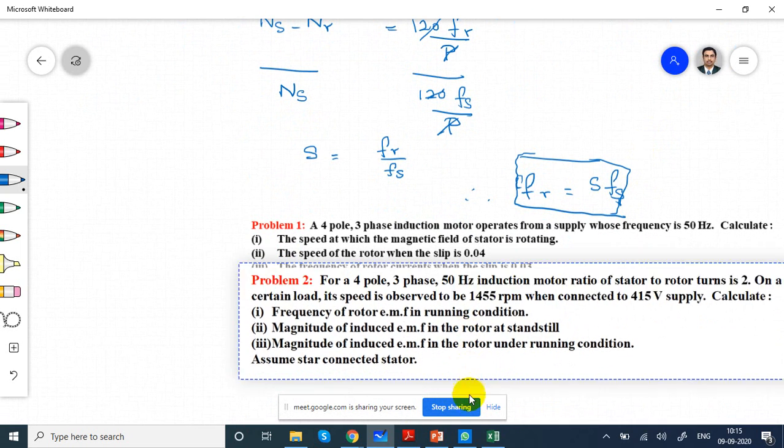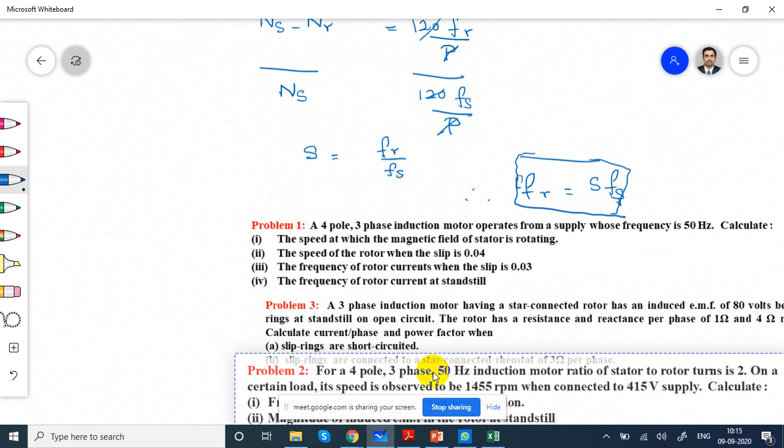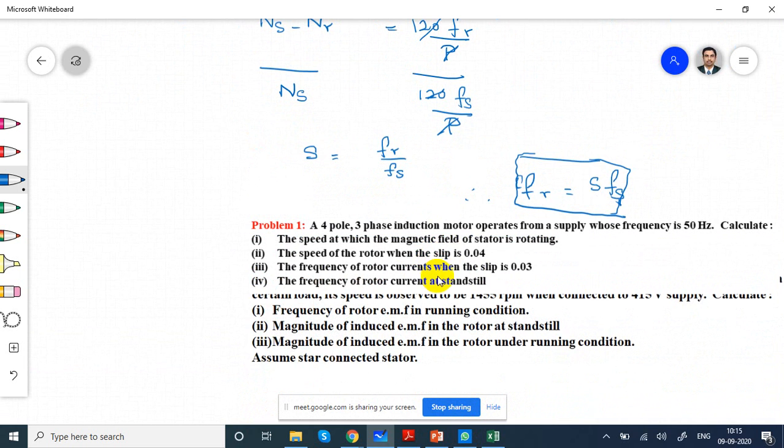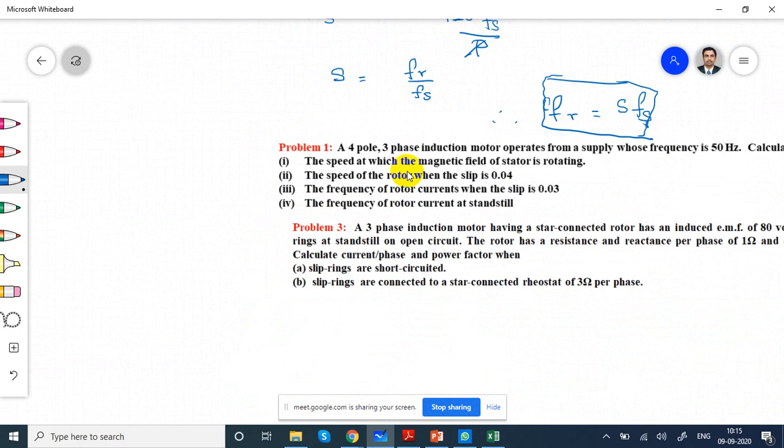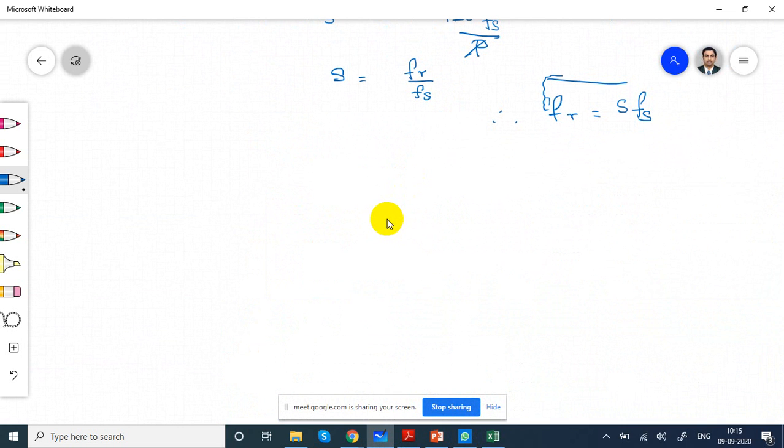Any doubt? You have any doubts? Anyone? Okay, Anirudh, you have no doubt, sir? Okay.